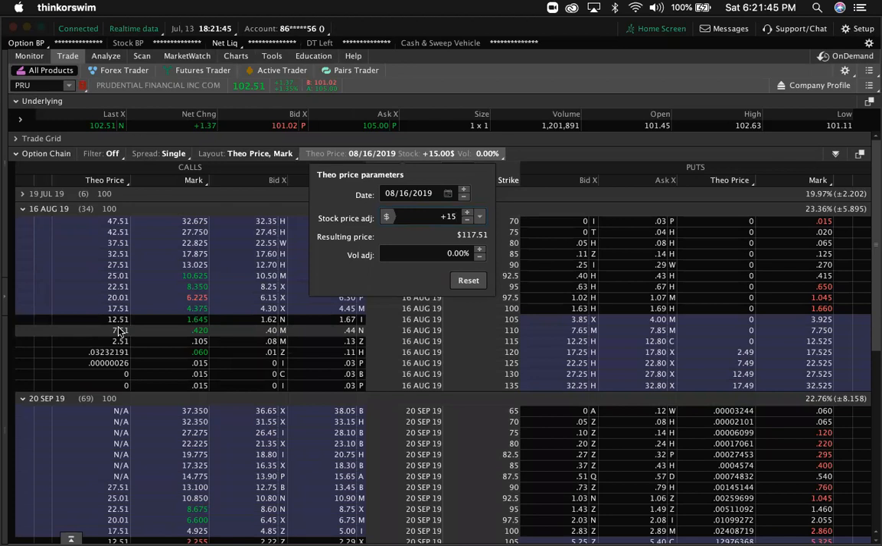But the safer play would always be the closest to the money. It's $3 from the money, which would be the 105s. The 110s would be nice to play too.